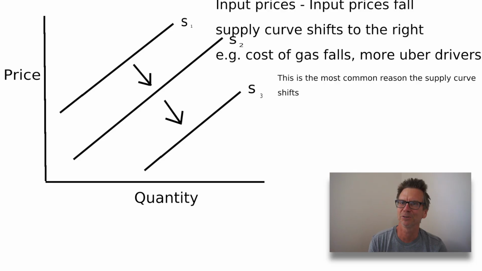So let's get back to economics, and let's look at the input prices. When input prices fall, the supply curve shifts to the right. For example, the cost of gas falls. There's going to be more Uber drivers providing Uber services.